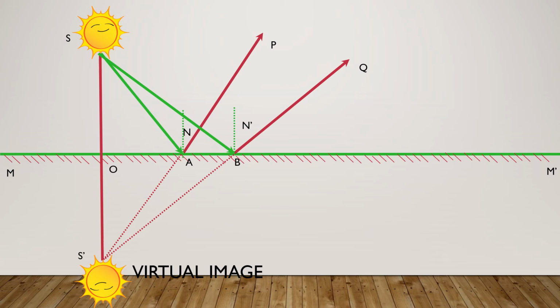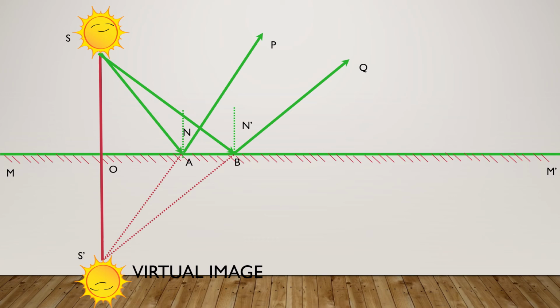After that you draw the two reflected rays. See that the angle PAN should become equal to the angle SAN, because angle of incidence is equal to angle of reflection according to the law of reflection. And after that, angle SBN dash should become equal to angle QBN dash. So both angles of incidence should become equal to angles of reflection.